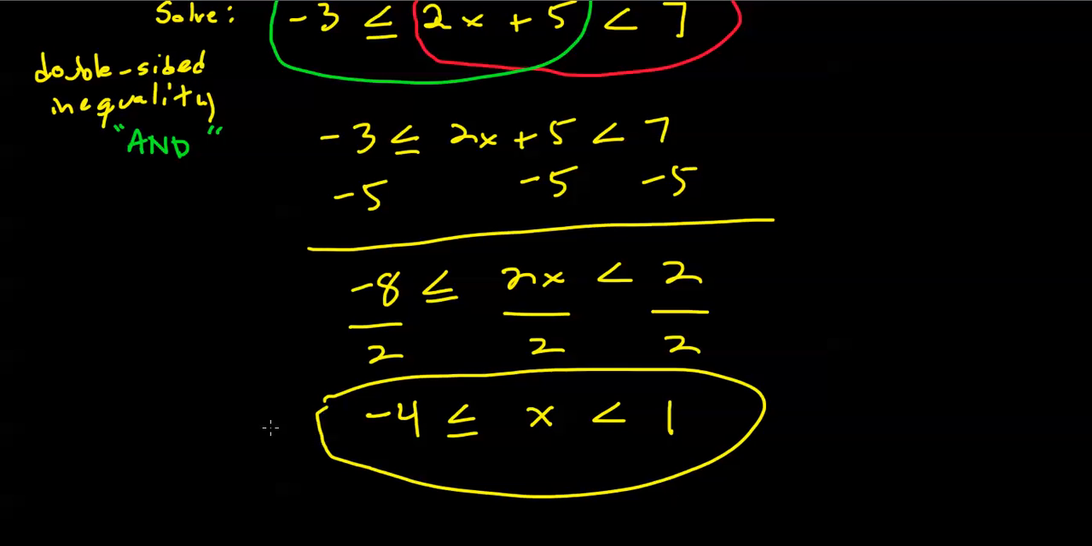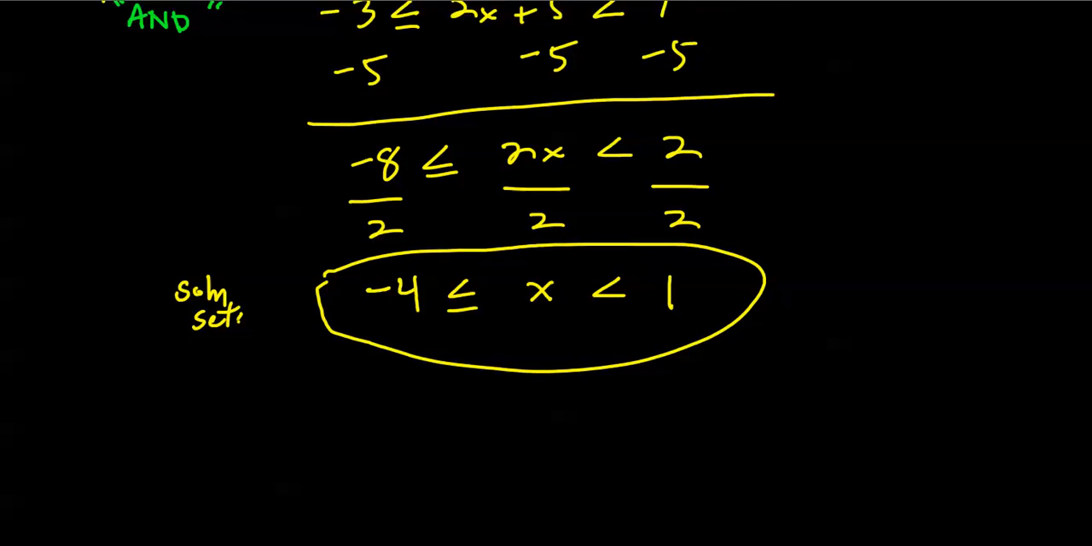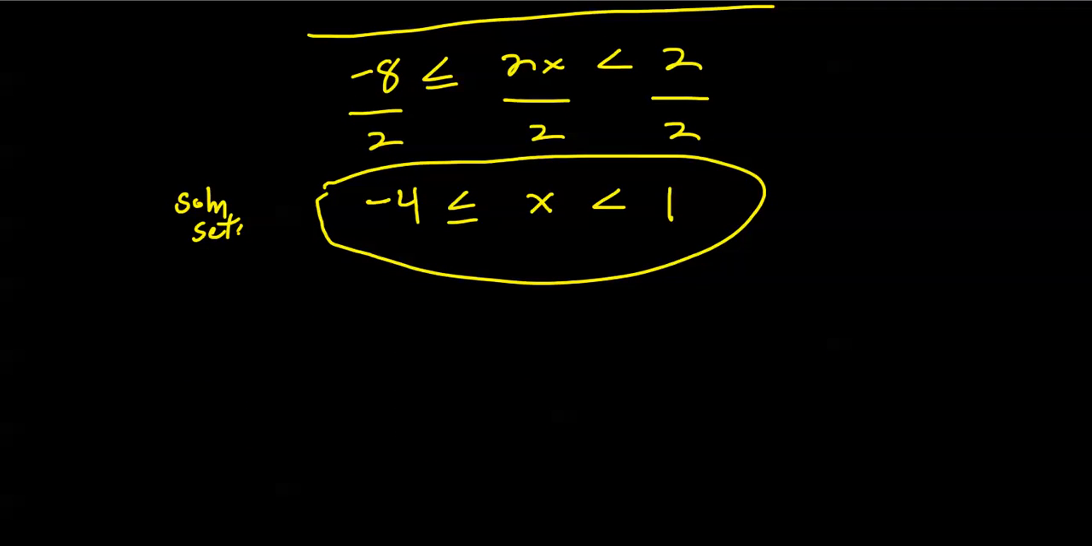Now let's take a look at this for a minute and investigate what this really means. Alright, this statement tells me I want all real numbers such that x is less than 1, and at the same time I want x greater than minus 4.